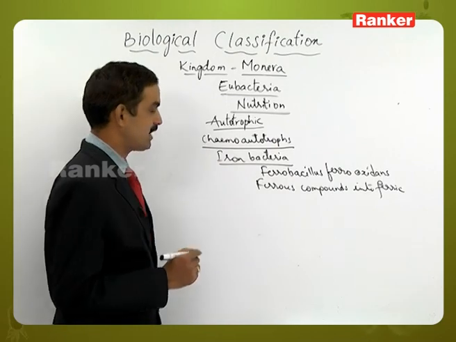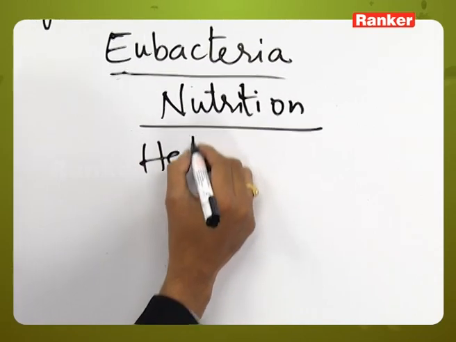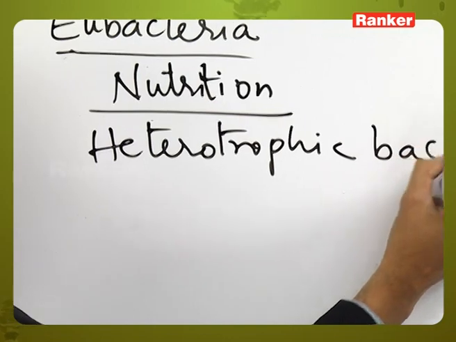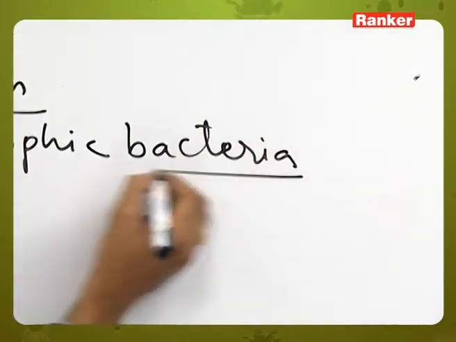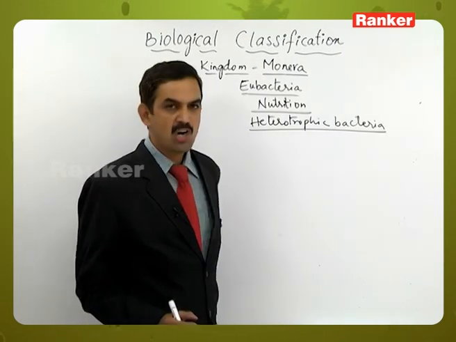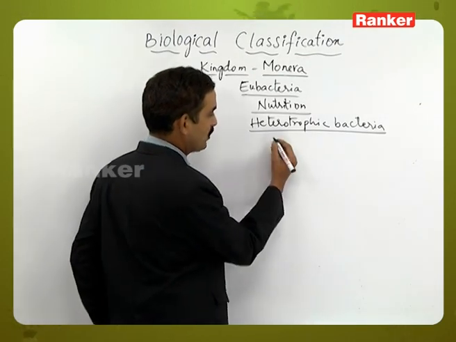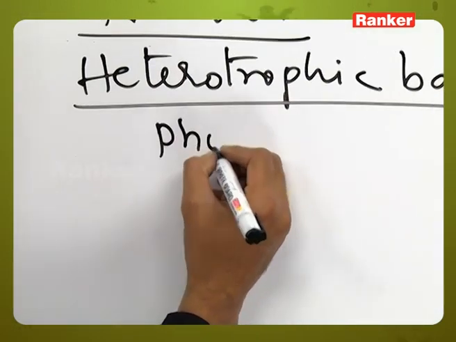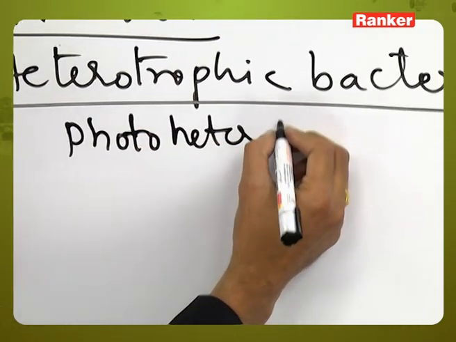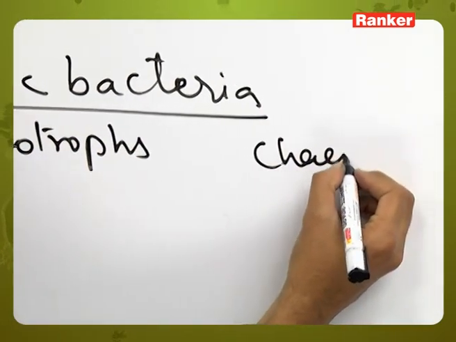Then the next one is the heterotrophic bacteria. The heterotrophic bacteria are the ones which cannot prepare their own food materials, but they depend upon others for nutrition. Here these are of two types. One is called photoheterotrophs and the other is chemoheterotrophs.